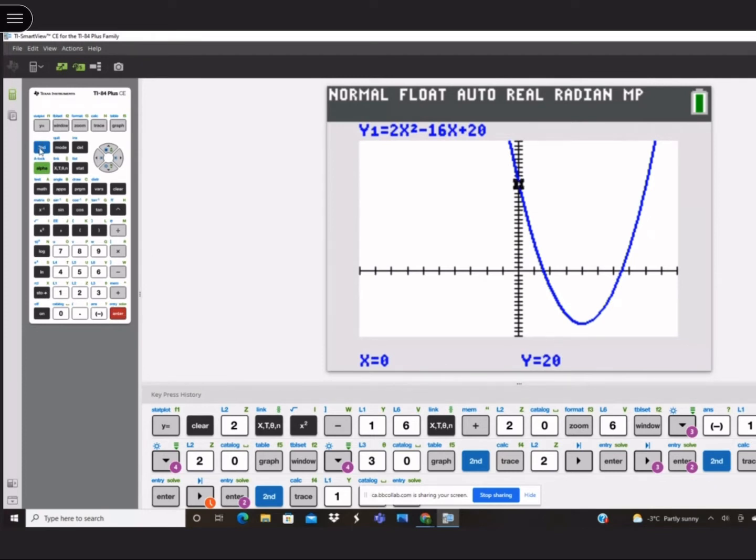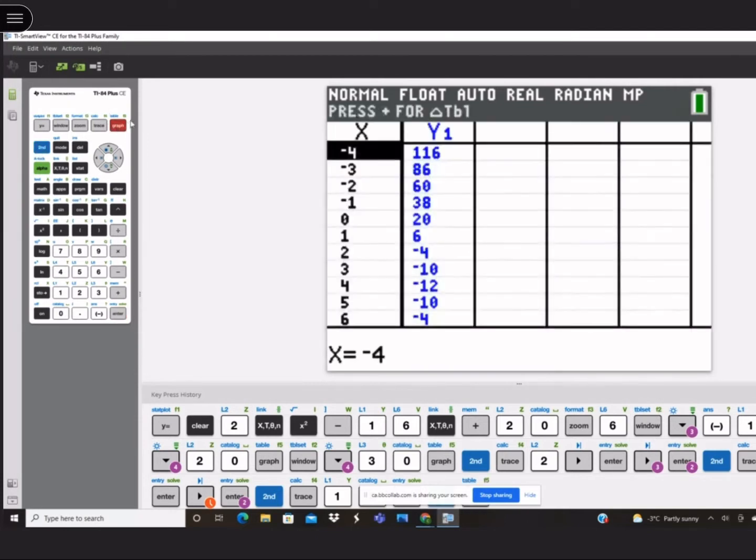Another way to see the y-intercept is just by using the table of values. So if we take a peek at that table of values, when x is 0, your y value is also 20. So both of those functions work well.